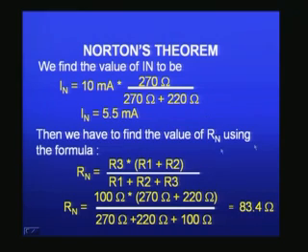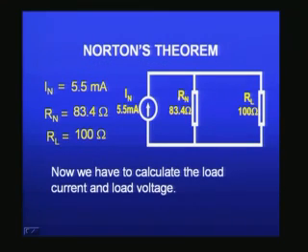So we have to find out Rn. For finding Rn, you know R3 and R1 plus R2 together in series are coming in parallel. Therefore Rn is R3 multiplied by R1 plus R2 divided by R1 plus R2 plus R3, and if you substitute the values of resistances we have taken in the example, you get an equivalent resistance of about 83 ohms. So I have now got the equivalent Norton's circuit. The Norton's equivalent current is 5.5 milliamperes we calculated. The Norton's resistance is 83.4 ohms, connected in parallel to the current source, and RL is also connected in parallel to the entire circuit.